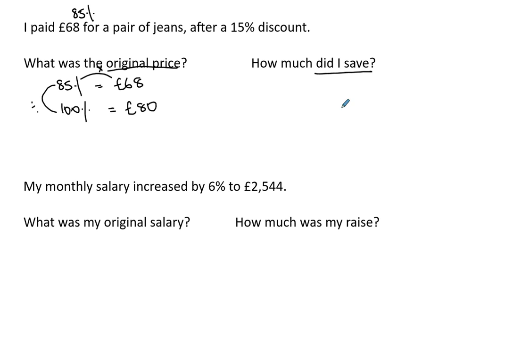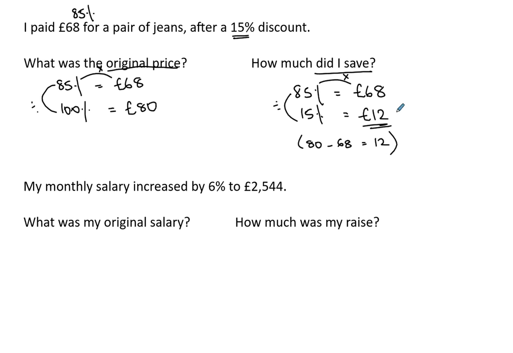If they say how much did I save, then you start off with what you know again. So 85% equals 68. How much did you save? You've saved 15%. So you go 15% equals, and then that divided by that times that, and you get £12. And you can see that's right because 80 minus the 68 gives you 12. This method always works, no matter what you're asked.